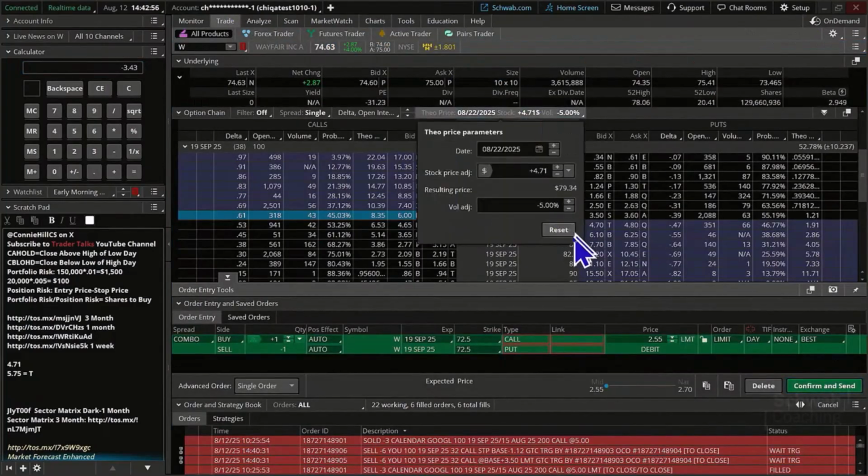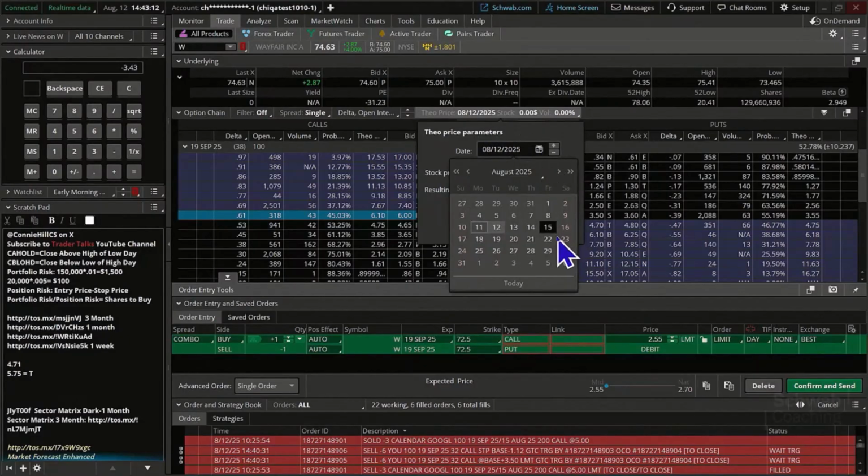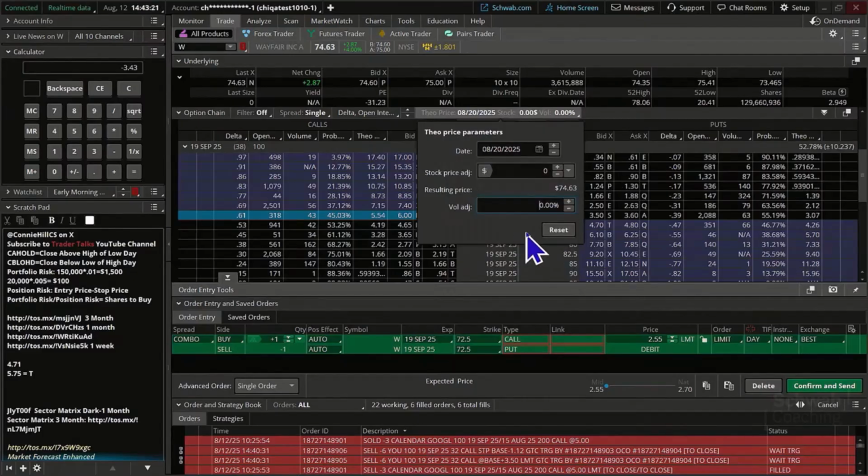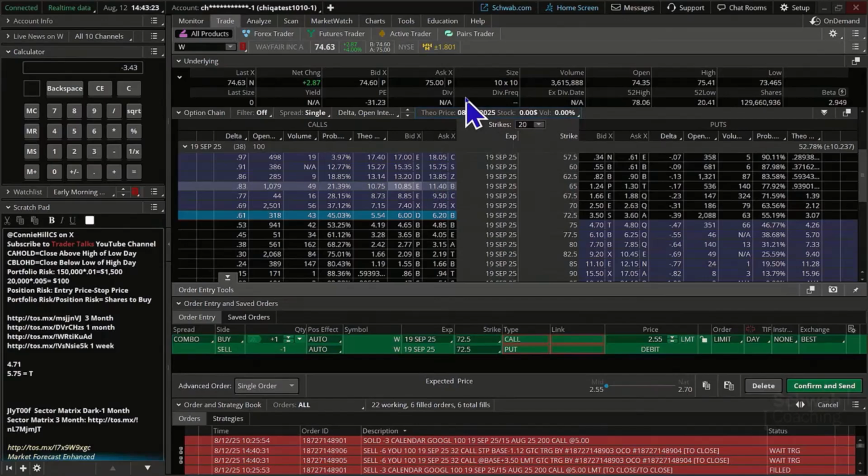So we're going to reset the calculator, and we're going to put in here plus $3.43. We will leave implied volatility alone, but we do need to give it a little bit of time decay here. So let's say on the 20th. This will go in tomorrow. We'll go to the 20th. And then this gives us the value of what those options would be.